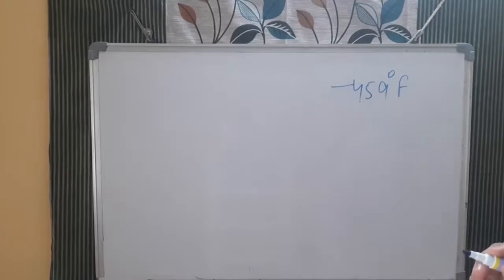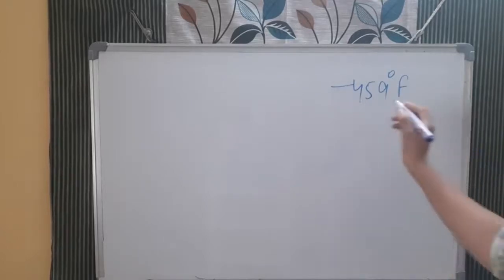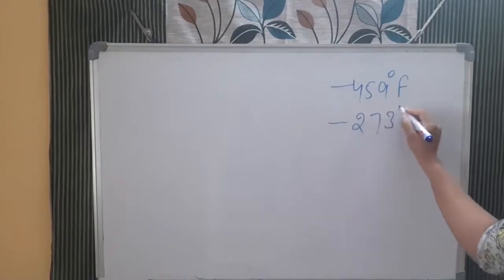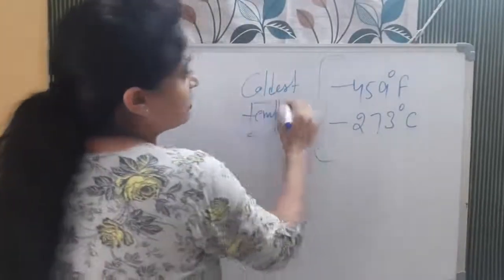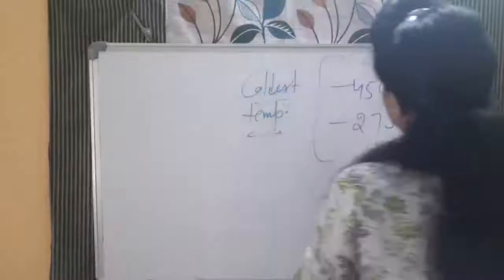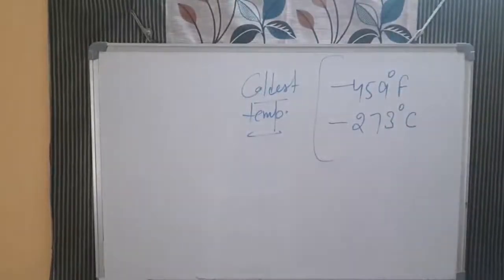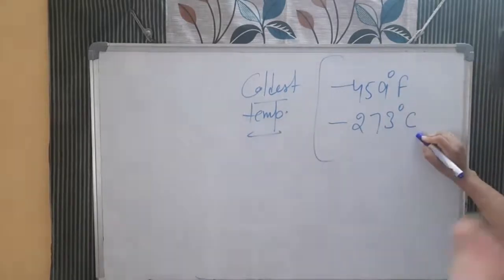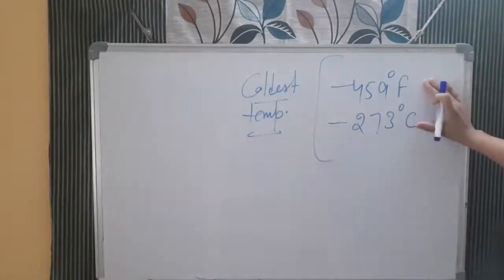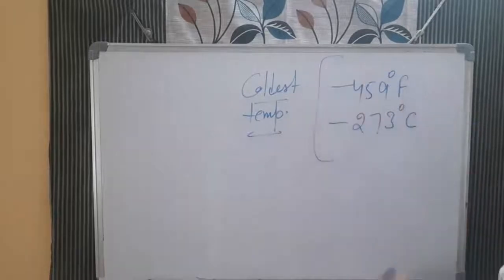And if I talk about the Celsius scale, the coldest temperature is minus 273 degree Celsius. So this measures minus 459 degree Fahrenheit and this measures minus 273 degree Celsius. Okay, so these were the scales. The starting point in case of Fahrenheit is 32 degree, in case of Celsius 0 degree, but negative temperature is also possible, and this is the coldest temperature that these scales can measure. So I hope now you got the point.